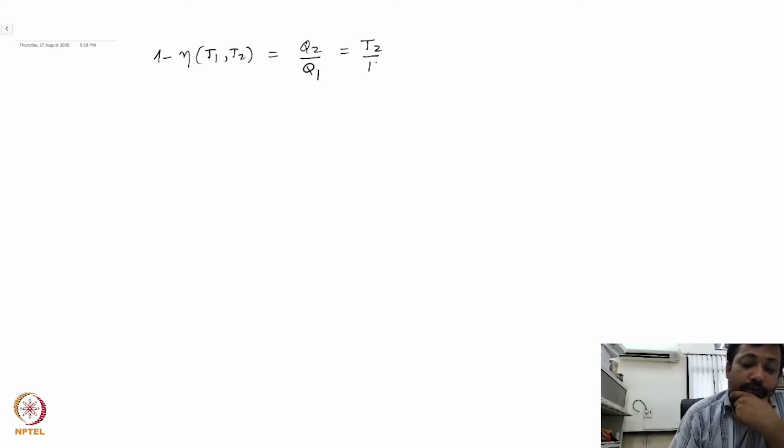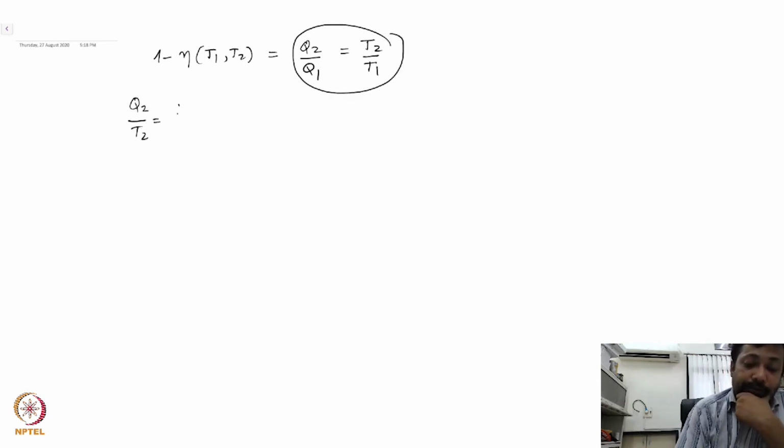So if I now write down 1 minus eta of T1, T2 as Q2 over Q1, and this we saw was T2 over T1. Interestingly, let's just look at this part of the equation and recast it in the following way.